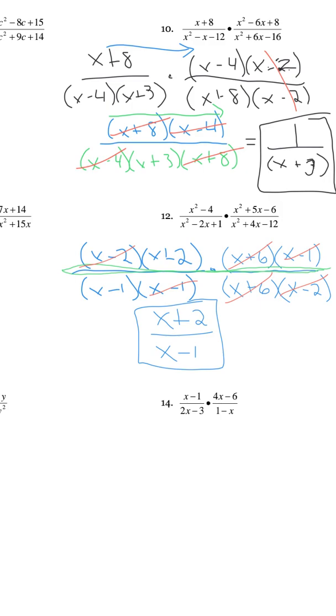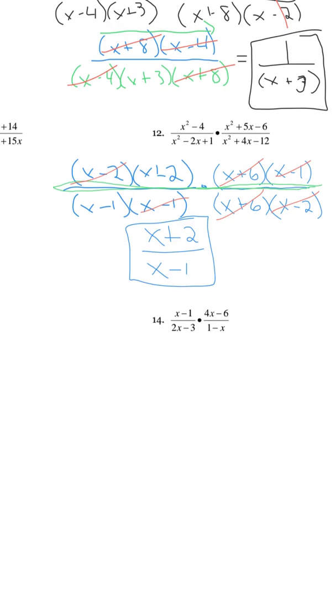Alrighty, on to the last one from this page, number 14. We have (x - 1)/(2x - 3) times (4x - 6)/(1 - x). So I see one thing I can factor here, and I'm going to use another shortcut to factor this. I'm just going to do it right above it.